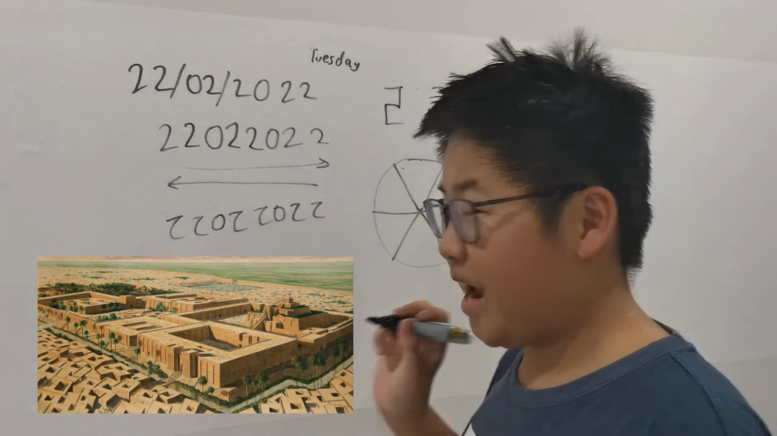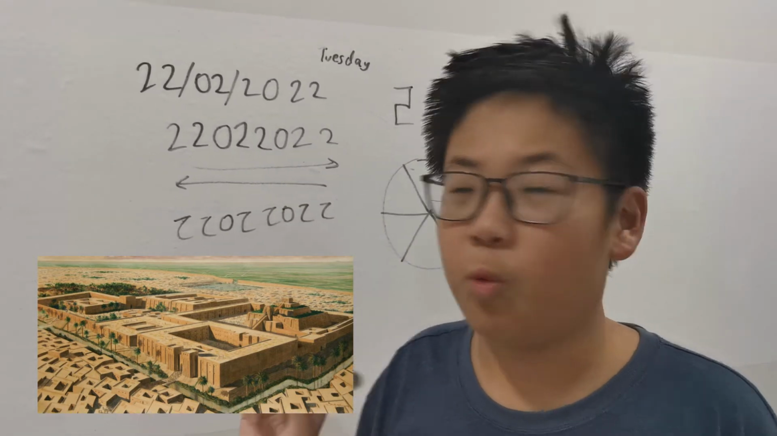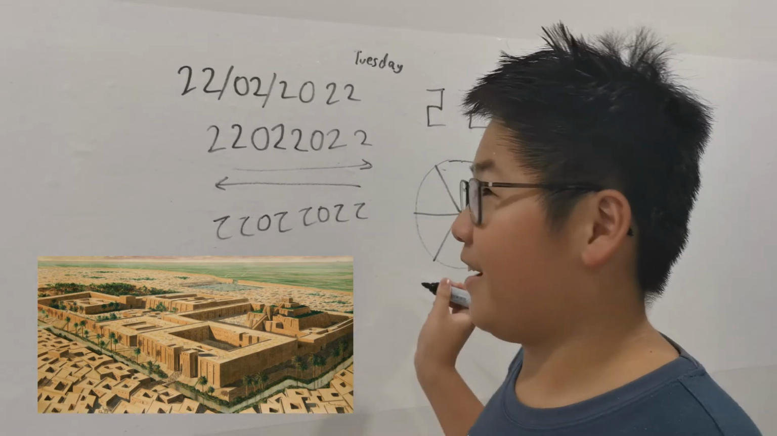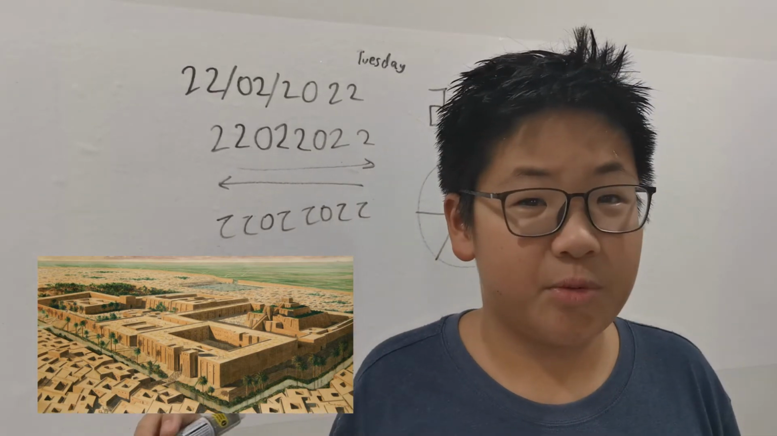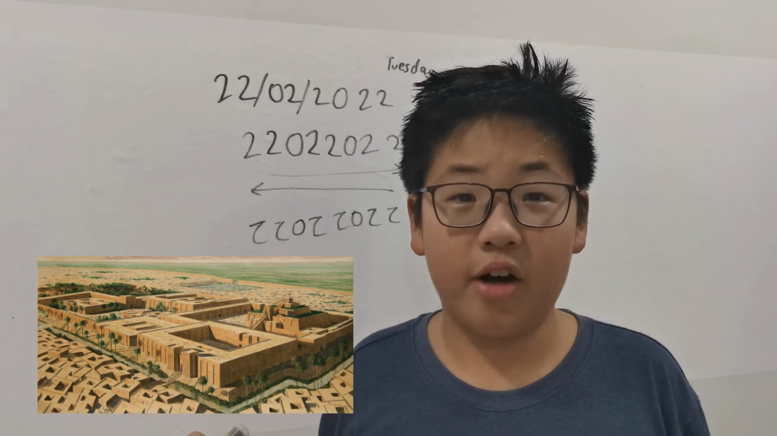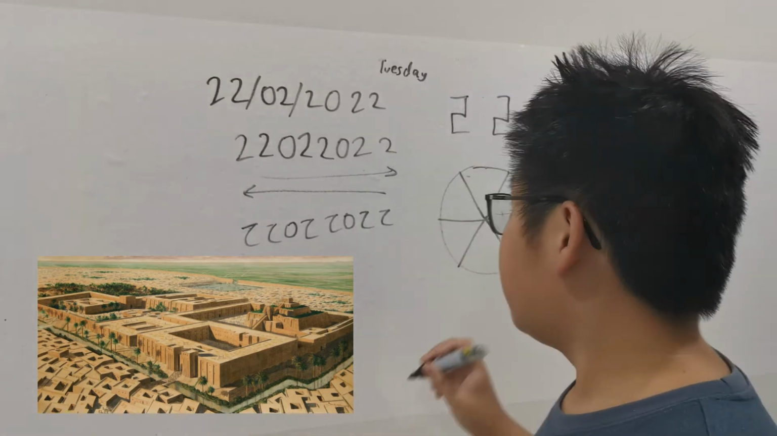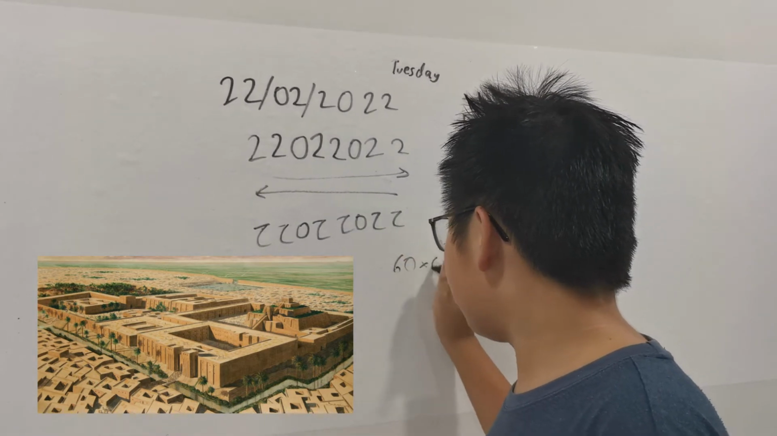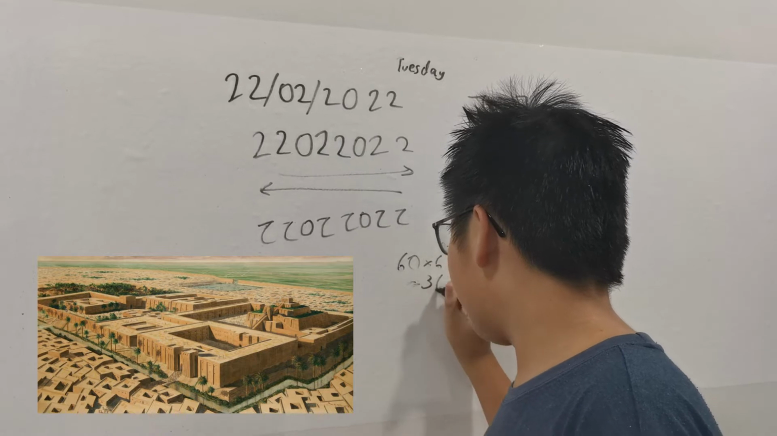By the way, have you ever thought why we have 60 minutes to an hour and 60 seconds to a minute? Yep, you guessed it, it's all thanks to the Babylonians. And 60 times 6 equals 360.